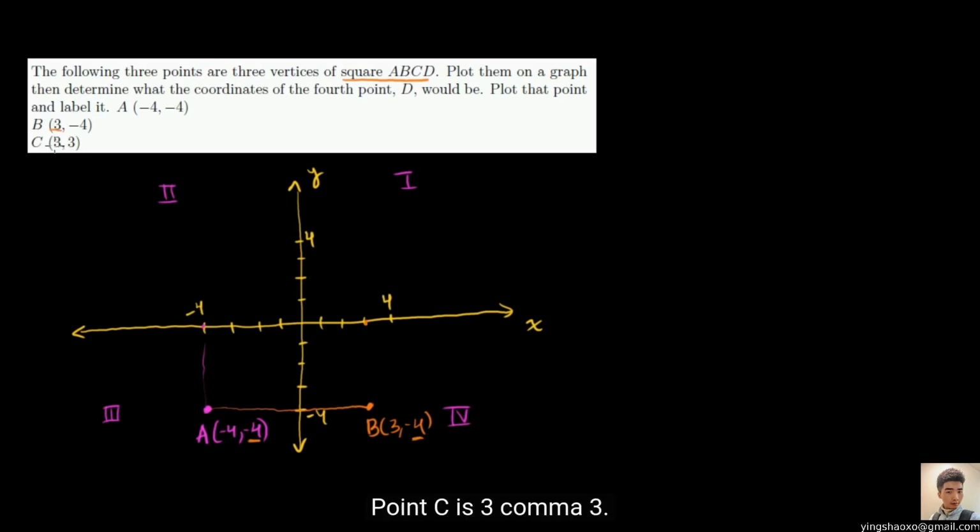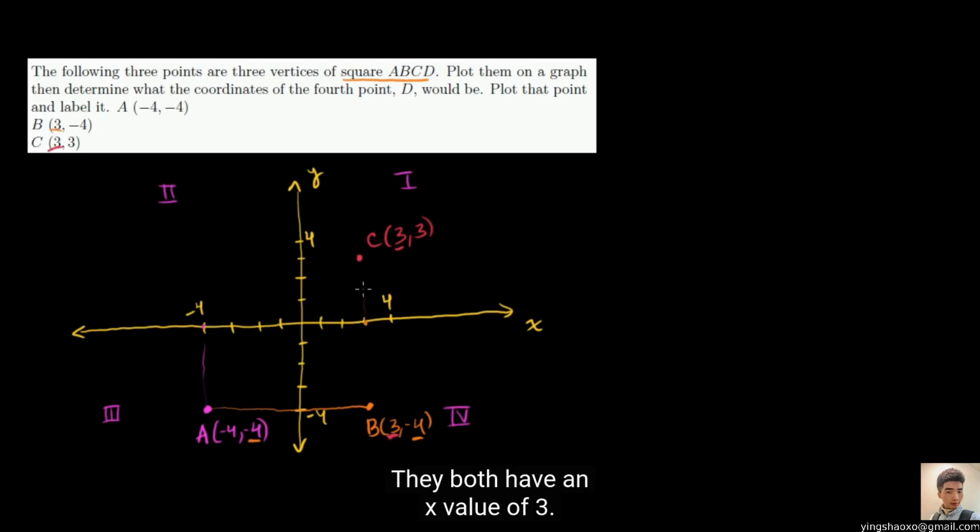And then what's the next point? Point C is 3, 3. So 3, 3. It's in the first quadrant. Both of its coordinates are positive. 3, 3. Both x and y are positive. And notice, it's on the same vertical as B. It has the same x value. They both have an x value of 3. So it's right above it.